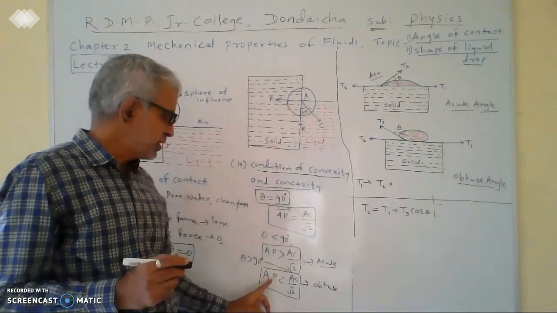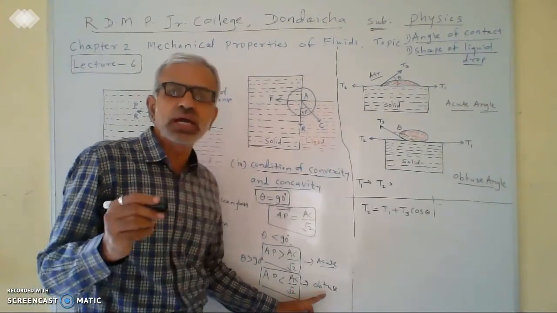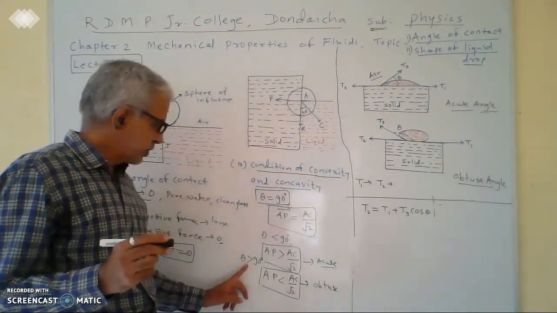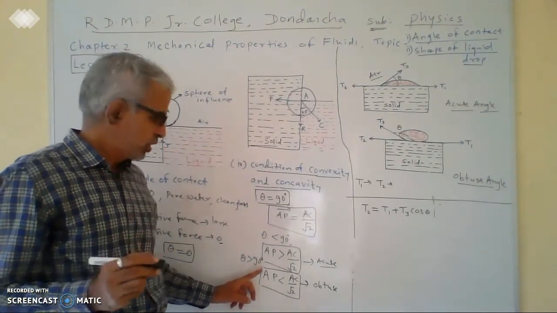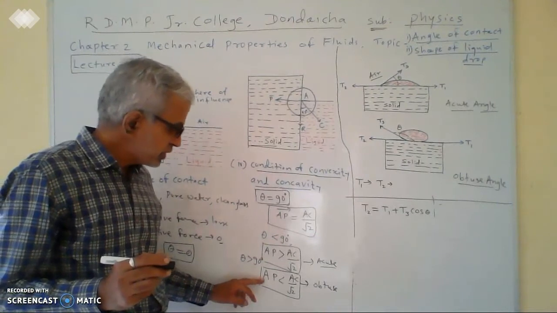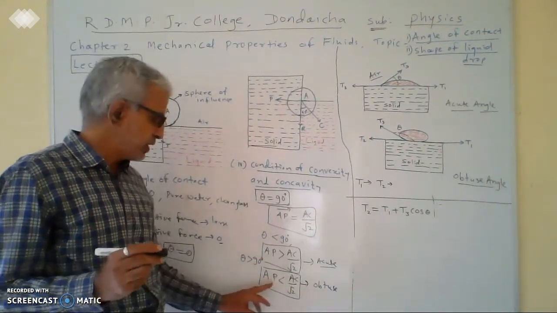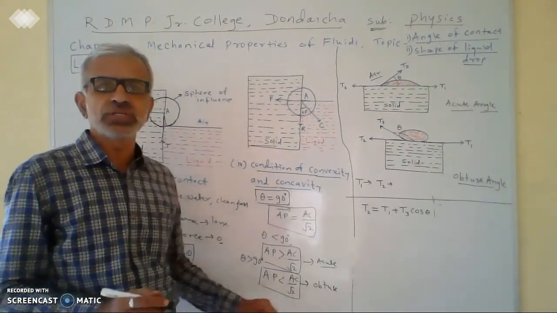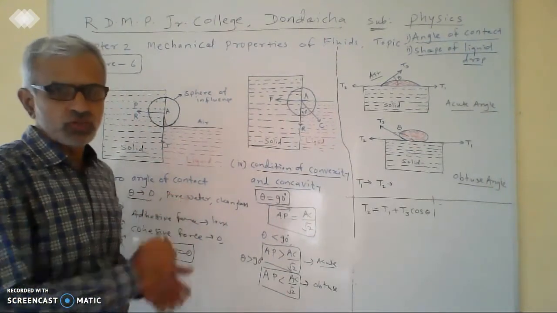Means when AP is less than AC upon root 2, then obtuse angle of contact will be formed, and for that angle theta will be greater than 90 degrees. So this is called condition of the convexity. Means when AP less than AC upon root 2, it is condition of the convexity. So this is the end of the angle of contact topic.